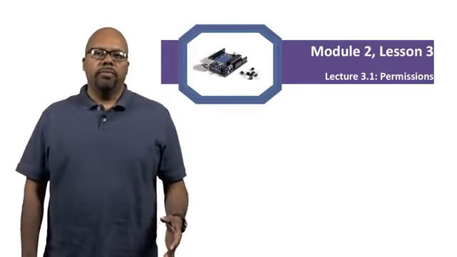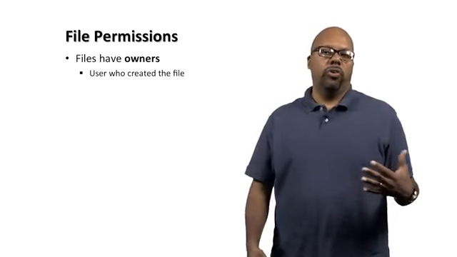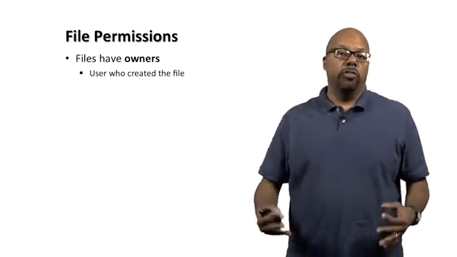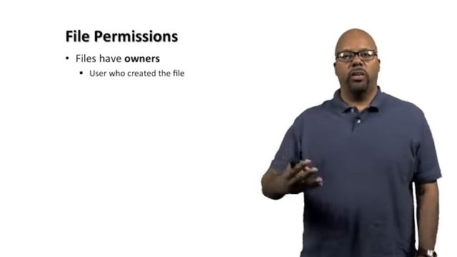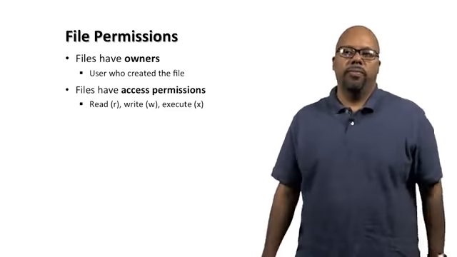So files have permissions. Files have owners first. A file has an owner. An owner is the person who created the file, meaning the user who created the file, so the username of the person who created the file. And files can also have permissions, access permissions.